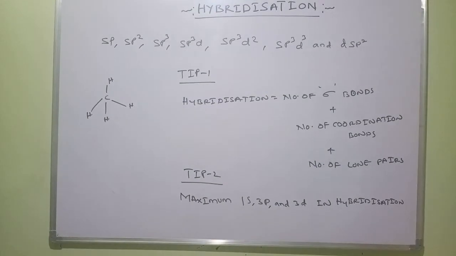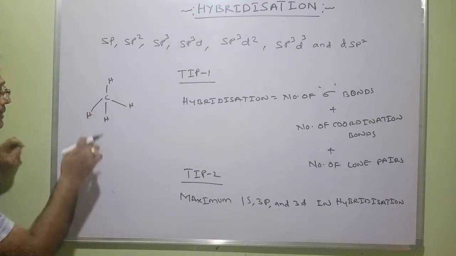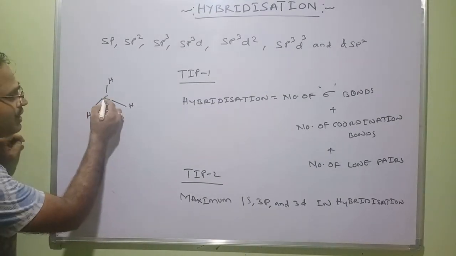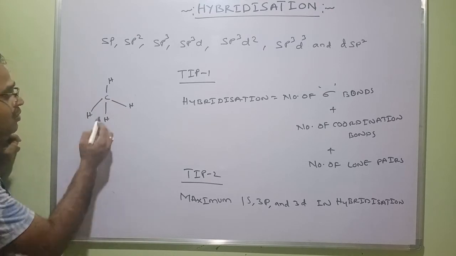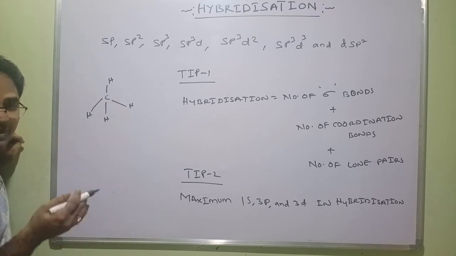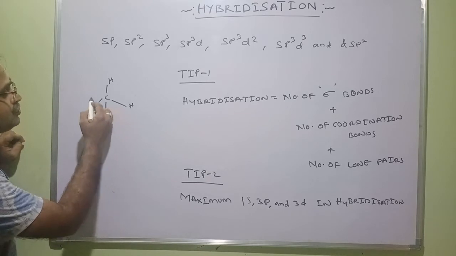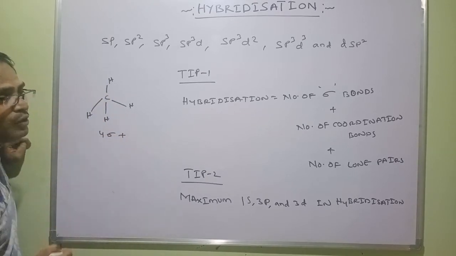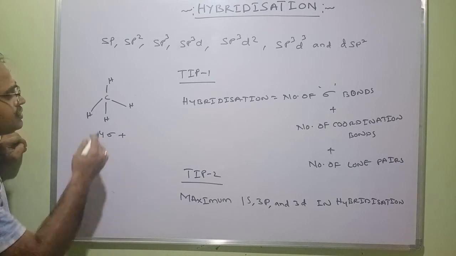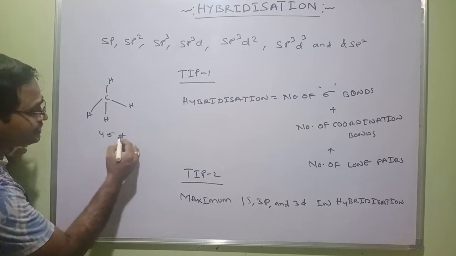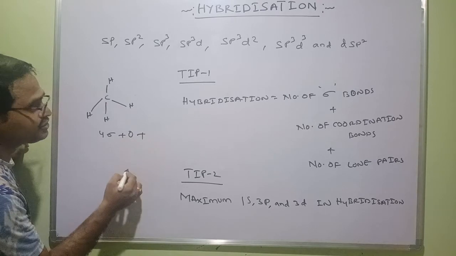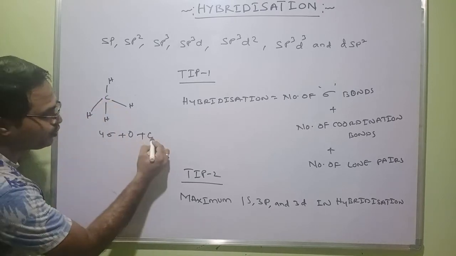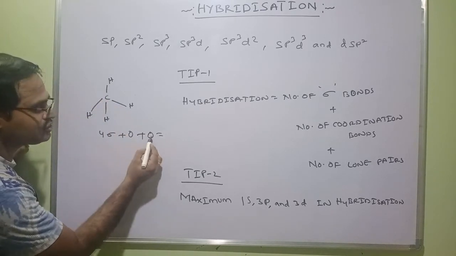That's it. So let us see the hybridization of the carbon in the methane molecule. Around carbon, how many sigma bonds do you have? A single bond is called a sigma bond. So 1, 2, 3, 4: 4 sigma bonds. How many coordination bonds? There is no coordination bond, so 0. How many lone pairs around carbon? There is no lone pair. So 4 plus 0 is 4.